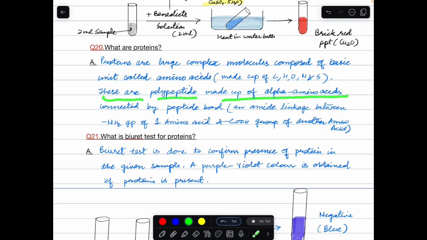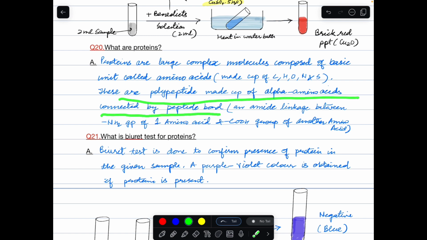So protein is a polymer which is made up of monomers. The monomer is amino acid, which are connected by peptide bonds, and the polymer is called a polypeptide. So these are polypeptides made up of alpha amino acids connected by peptide bonds.